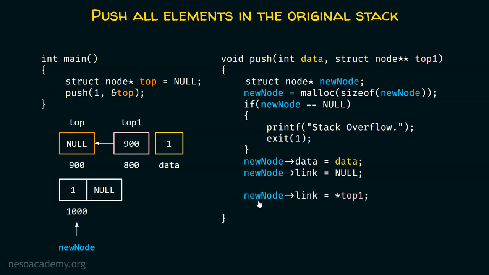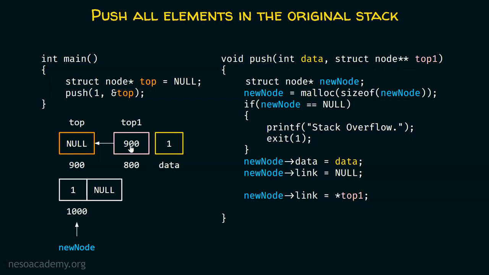After this, we need this line of code, that is new node link equals star top 1. We are already aware of this push function. Here I'm just making small changes to this code. Here instead of top 1, I have to write star top 1. But why is that so? What is star top 1?